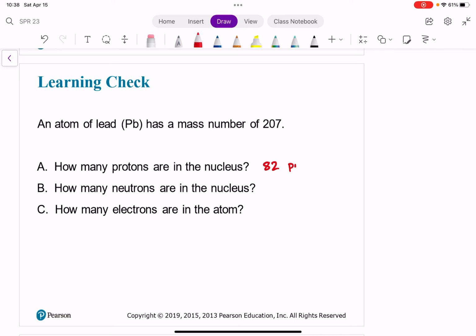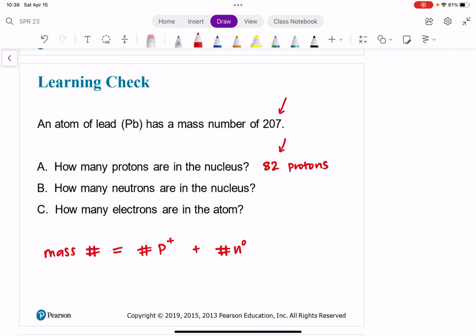So 82 protons. If the mass number is 207 and we have 82 protons, can we find the number of neutrons? Yeah, we can take the mass number, which equals the number of protons. I'm just going to represent it like that, plus the number of neutrons.